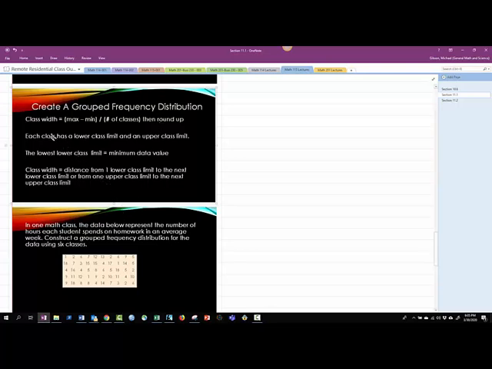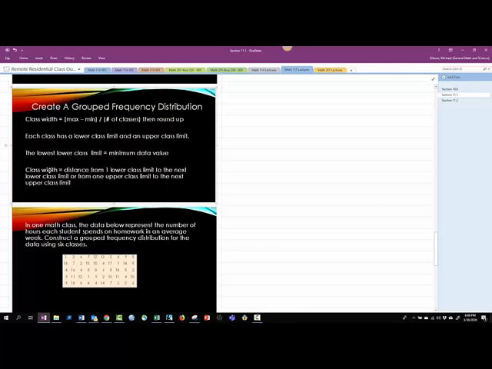All right, then each of the classes that we're making with our groups are officially called classes. Each class has a lower class limit and an upper class limit. All right, the lowest lower class limit is always the minimum data value. It's the lowest data value in the set.